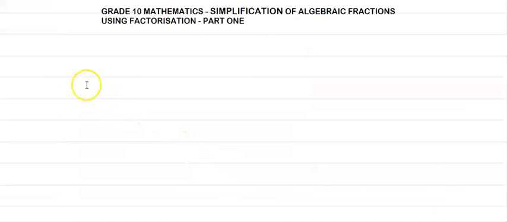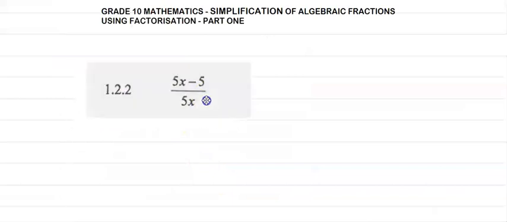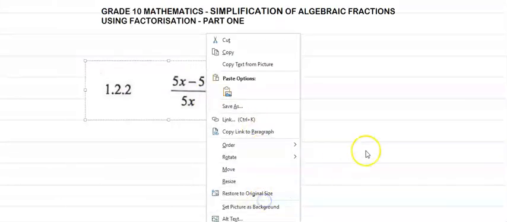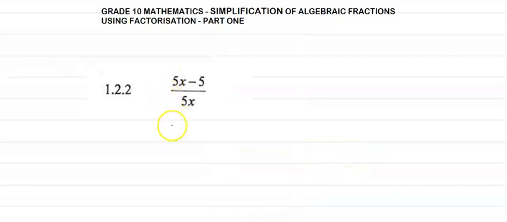So what do we have here? We've got 5x minus 5, all over 5x. Now the first thing that you must take note of in this particular question is that you cannot cancel the 5x with the 5x. The reason is that there's two terms here in your numerator and there's only one term in your denominator. So the key here is that you have to factorize this expression first before you can cancel. You can't cancel this 5x with 5x, and that's very important for you to understand and know. You can't cancel expressions between plus and minus signs.